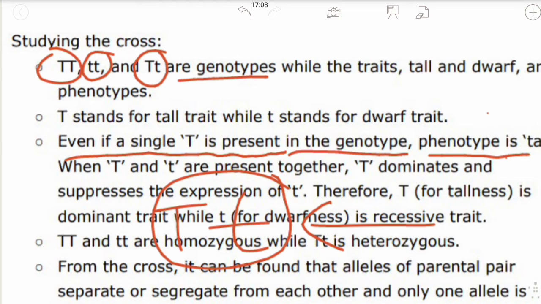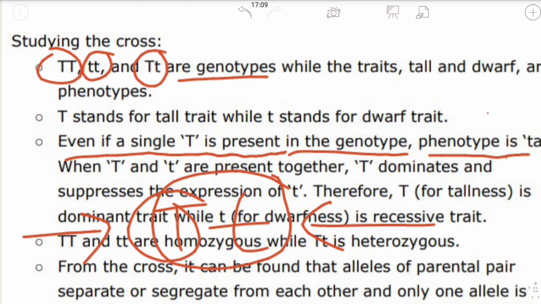Phenotype will obviously be tall. Why will it be tall? It means when you observe the real plant, it will be tall, not dwarf. Why does this happen? This is mainly because of the dominant and recessive character.